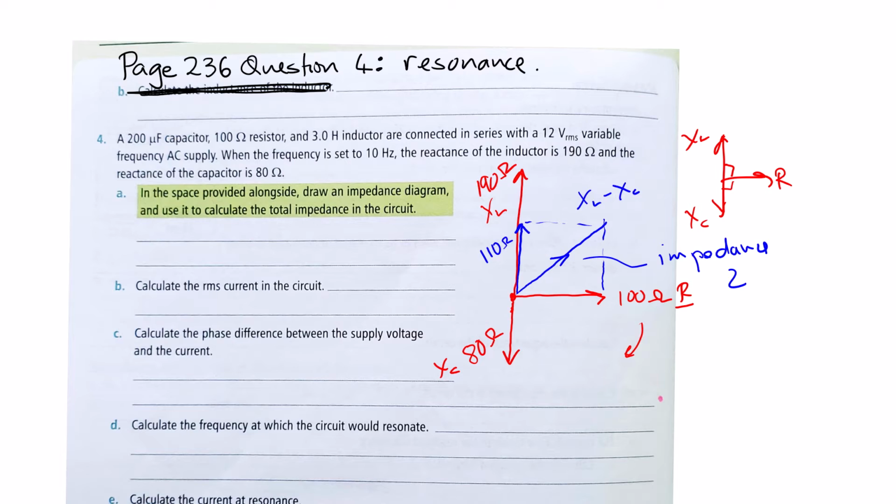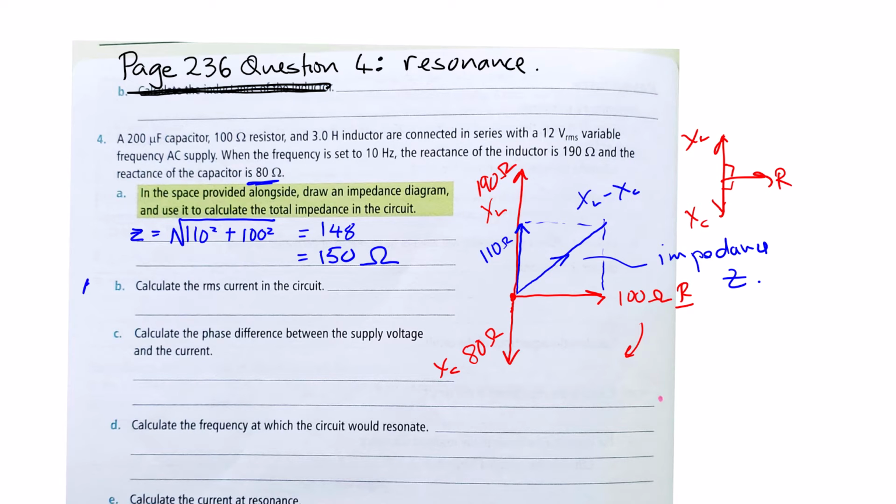Impedance Z, and we can solve that using Pythagoras. So we can say Z is equal to the square root of 110 squared plus 100 squared, which should be 148, or to two significant figures, 150 ohm.